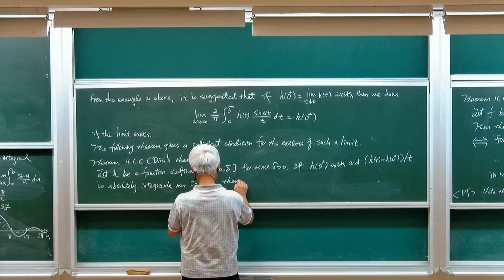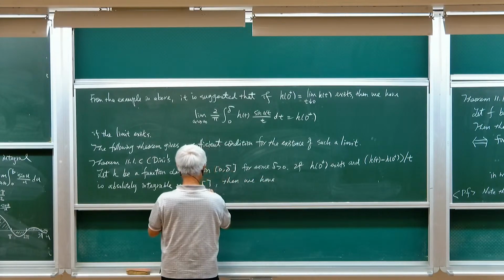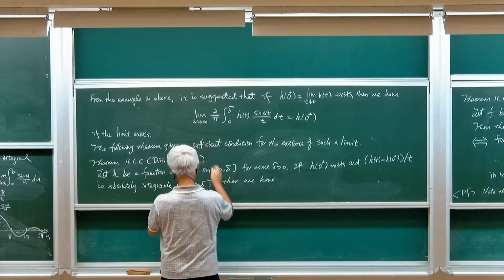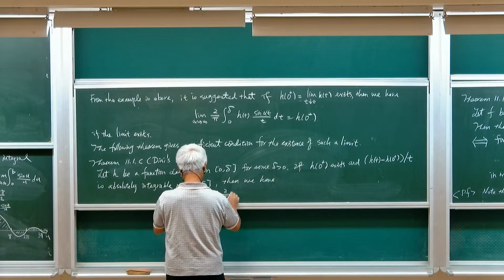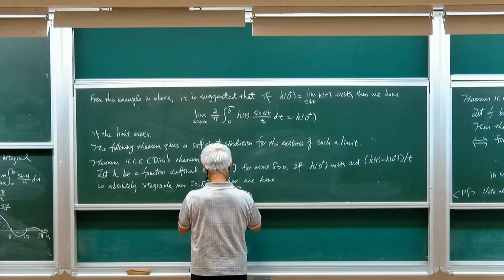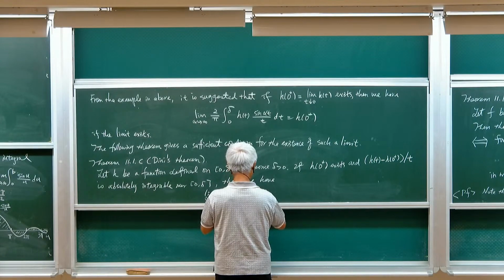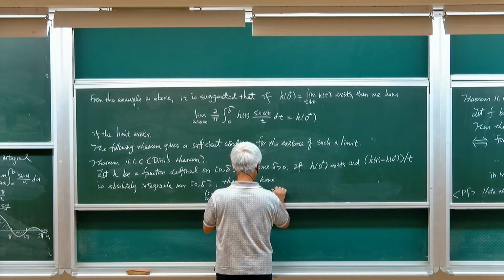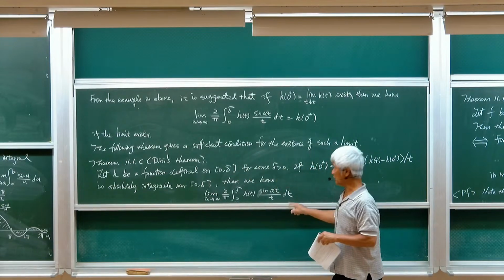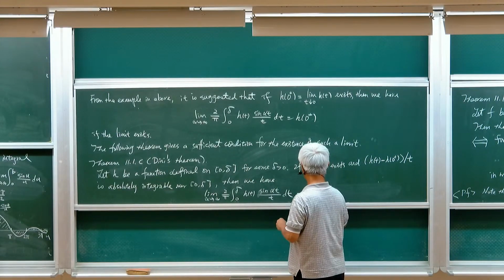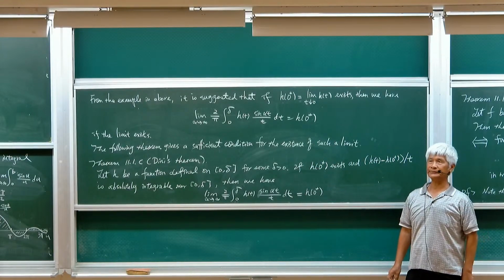Then we have the result, the limit. So this is the Dirichlet integral. Right, so this limit exists and is also equal to the right limit of h at t equals 0.